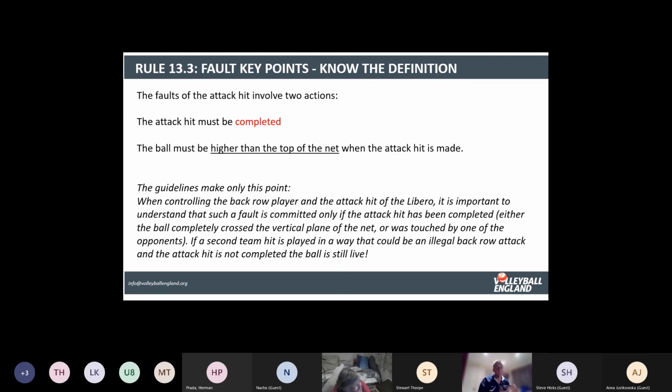Okay, so you need to remember, higher than the top of the net, it must be completed. So just because you've seen, oh yes, the back row player's foot was in the front zone, and they've hit the ball higher than the top of the net. Great, this is an illegal back row attack. I'm ready to whistle this fault, and then the player actually hits the ball straight into the net, by which time you've just whistled and are signalling your illegal back row attack fault, and that fault has not occurred. So you just need to remember that you must see it completed.